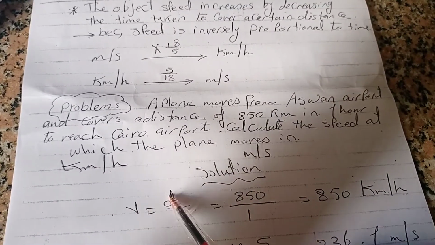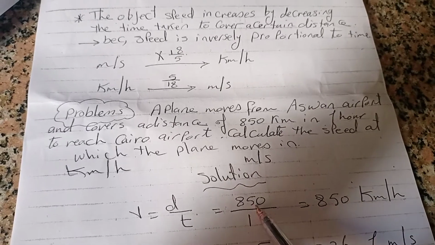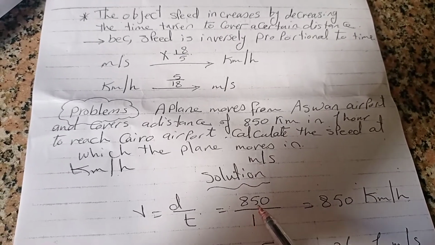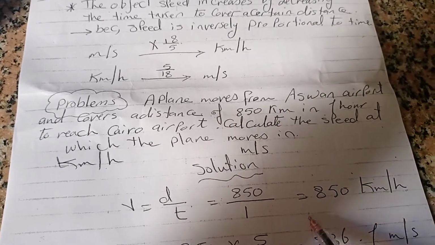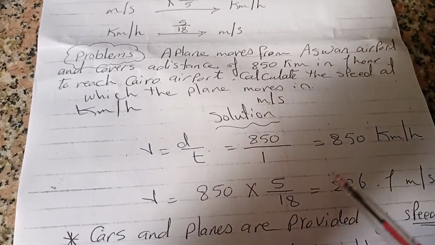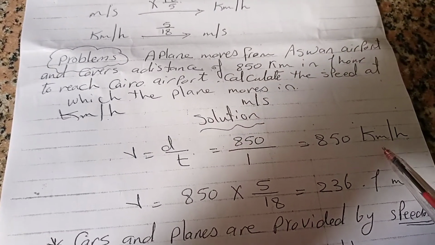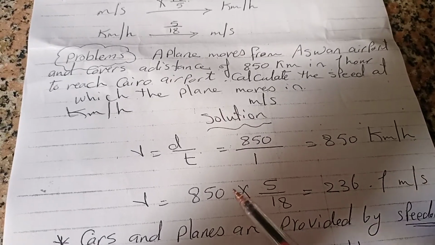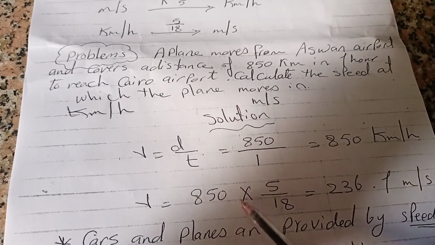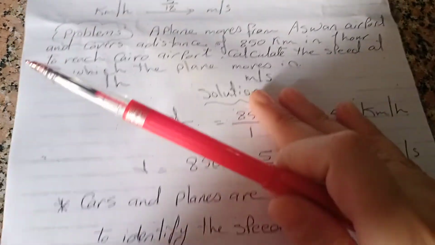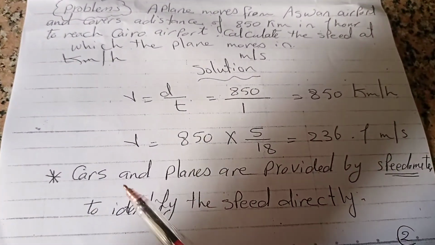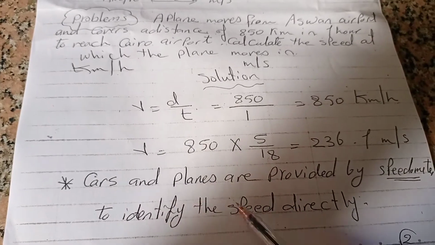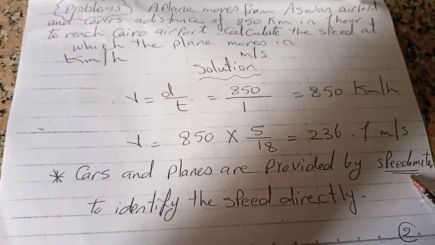Speed equals distance over time. The distance the body covers is 850 and the time is 1 hour, so it equals 850 kilometer per hour. I want to convert from kilometer per hour to meter per second, so we must multiply the speed by 5 over 18, which equals 236.1 meter per second.